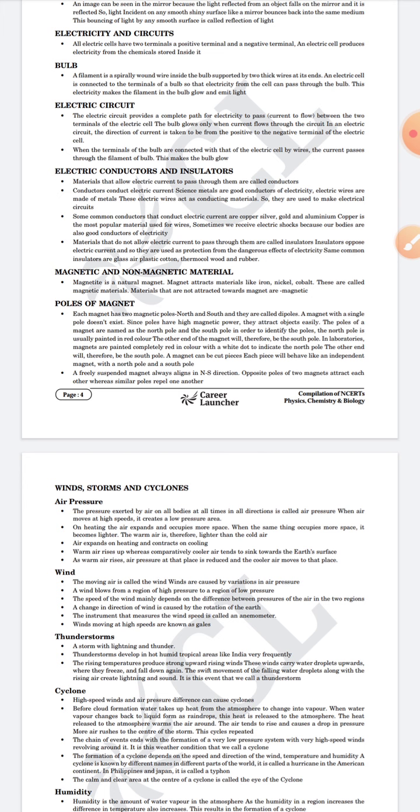to identify the poles. The north pole is usually painted red, and the other end of the magnet will therefore be the south pole. In laboratories, magnets are painted completely red with a white dot to indicate the north pole. The other end will therefore be the south pole.